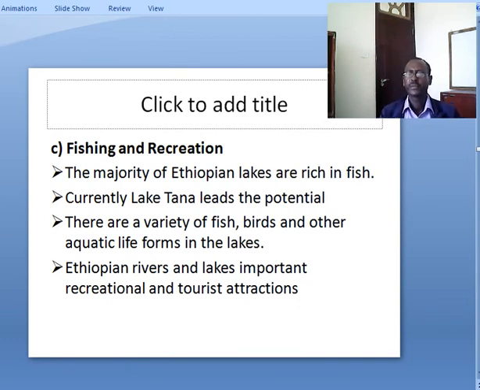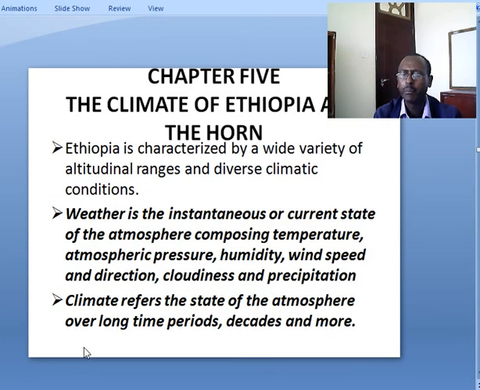Three, fishing and recreation. The majority of Ethiopian lakes are rich in fish. Currently, Lake Tana leads the potential. There are a variety of fish, birds, and other aquatic life forms in the lakes. Aquatic refers to water. Ethiopian rivers and lakes are important recreational and tourist attractions, but we haven't used them.